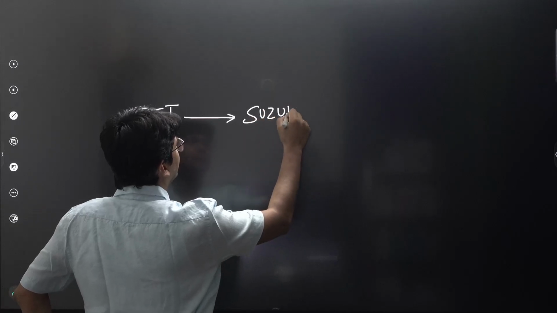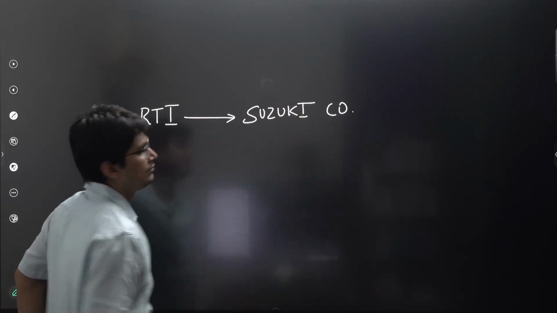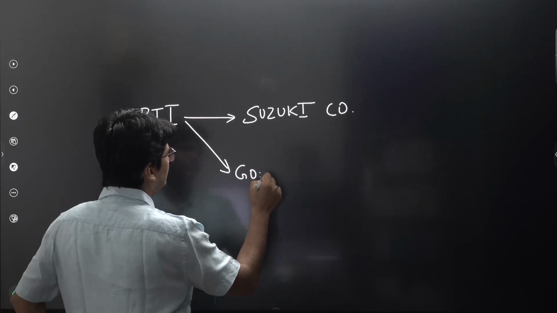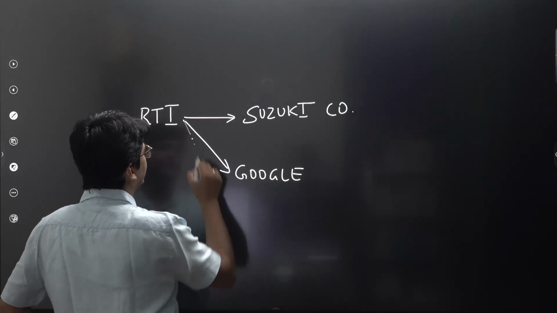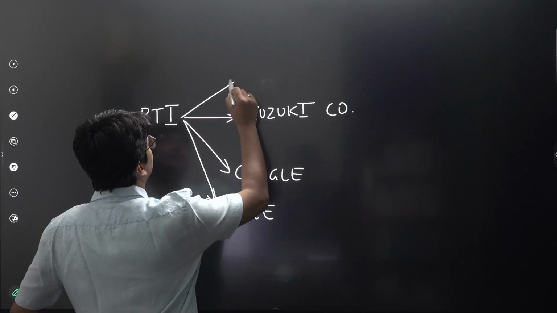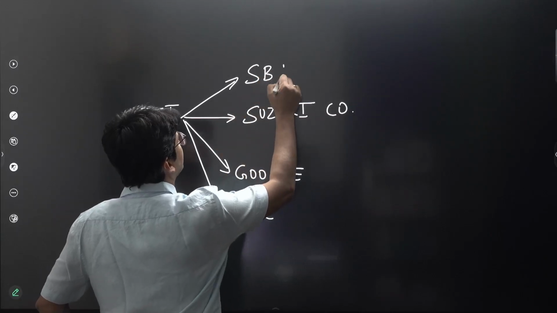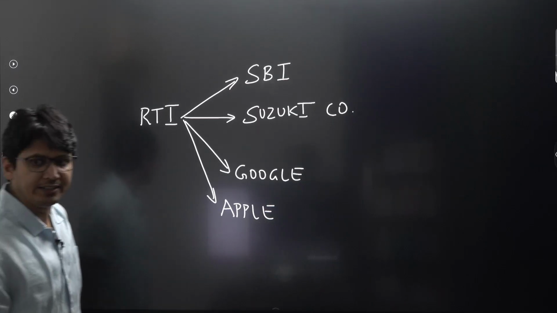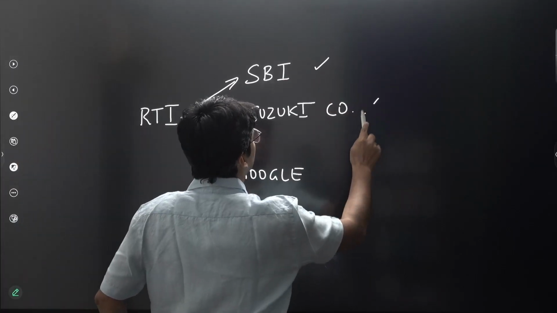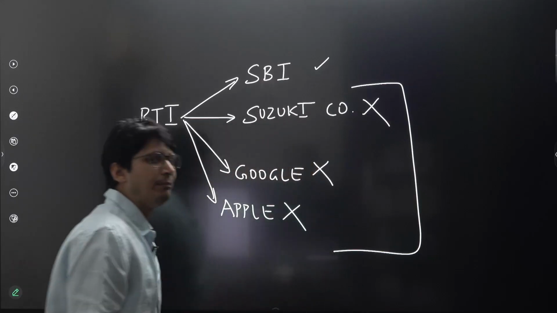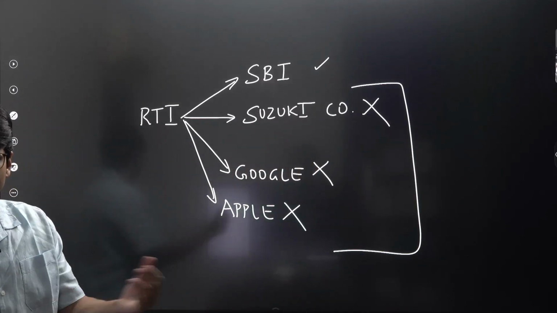Suzuki company? Can you file an RTI, let's say with Google? Can you file an RTI, let's say with Apple? And can you file an RTI, let's say with SBI? You understand what I'm trying to highlight here? So we can file an RTI with SBI, but we cannot do so with the rest of these. Why? Because again, these are not public authority under RTI.